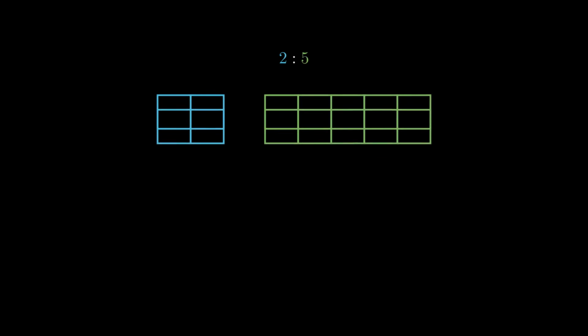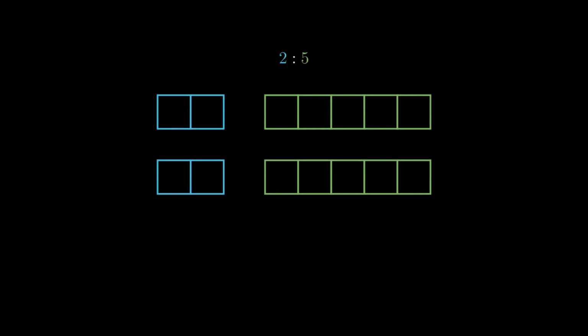If I make a whole copy of this picture here, and then cut each of those bits into 2, of course the ratio hasn't changed. We're making the exact same comparison between the blue and green quantities. But since we've cut everything into 2 smaller bits, we can see that the ratio can be equivalently written as 4 to 10. And nothing's changed there.